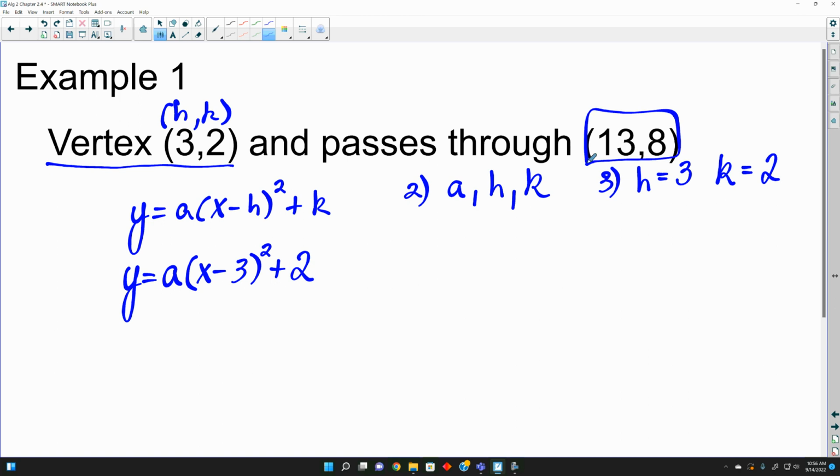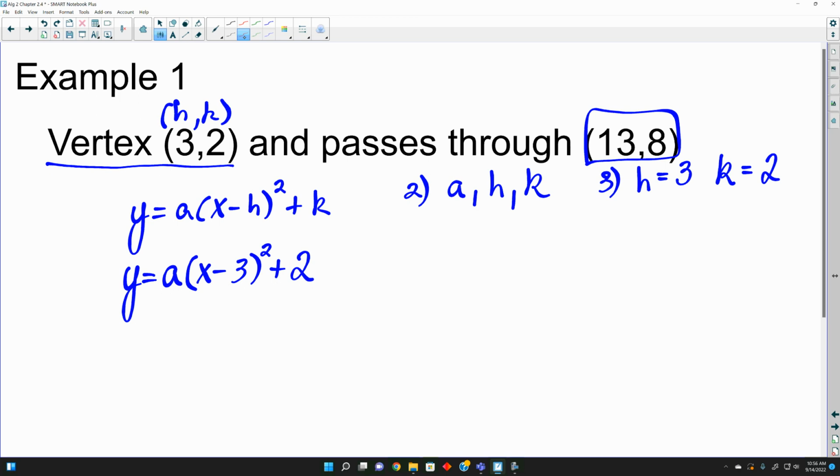13, 8, yes? It's a point on the graph, which really is telling me that if I plug 13 in for x, the value of y is 8. And that's what we're going to use, because no matter what a is, if we plug 13 in for x, it's going to give us a y value of 8.